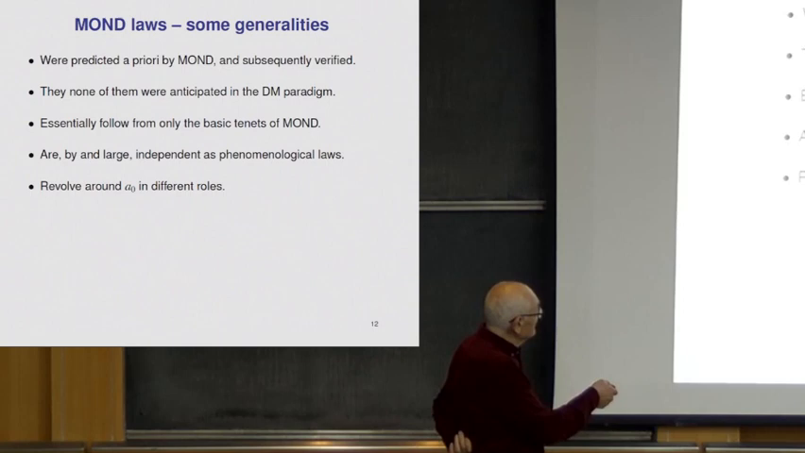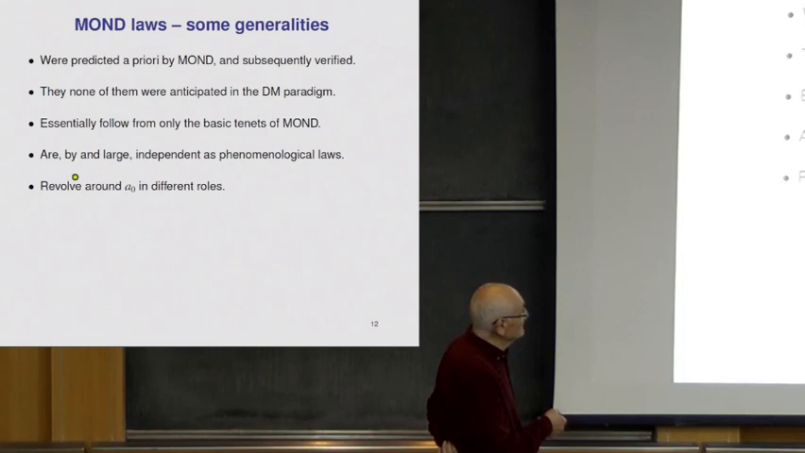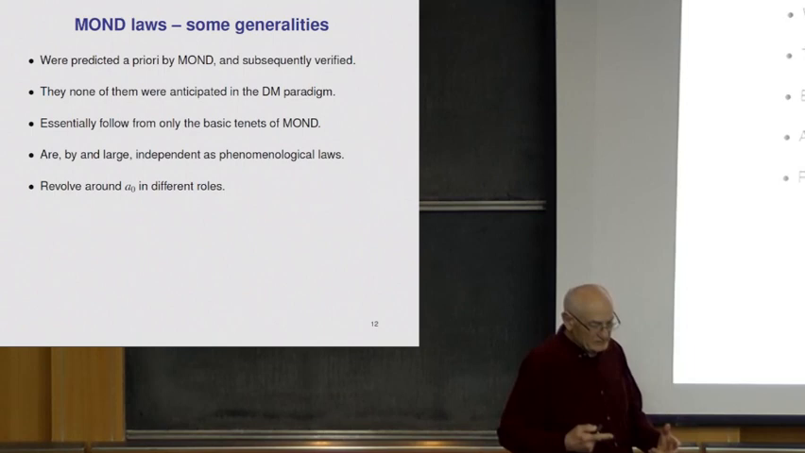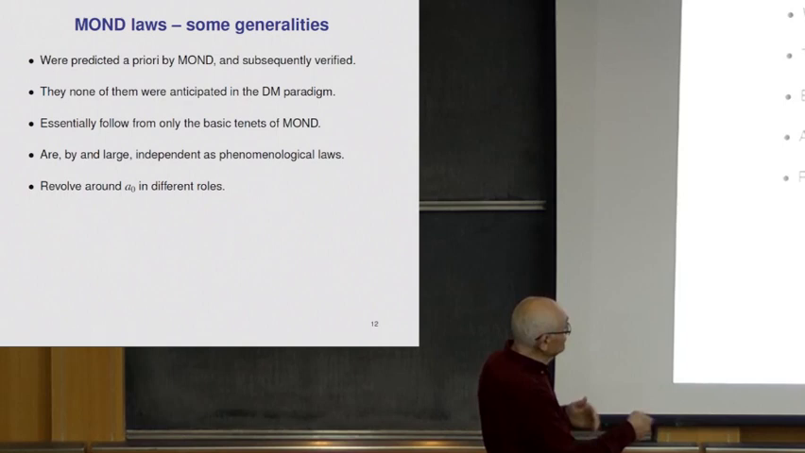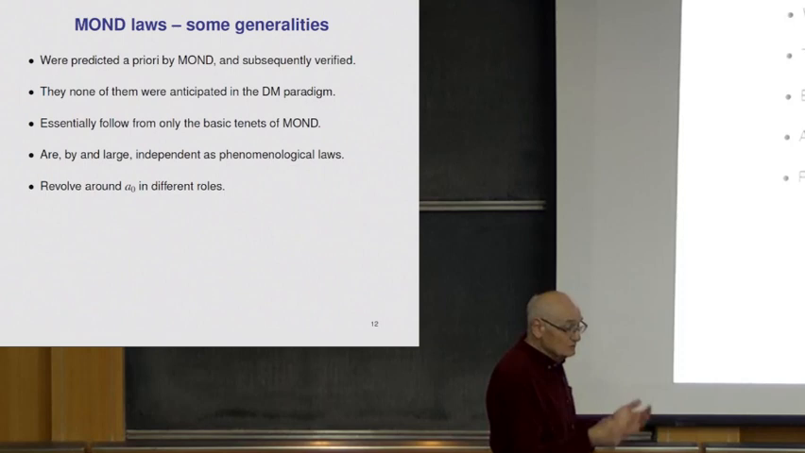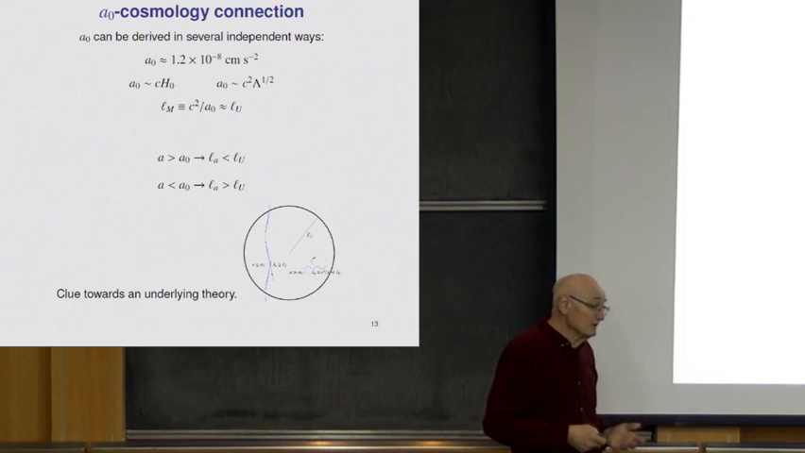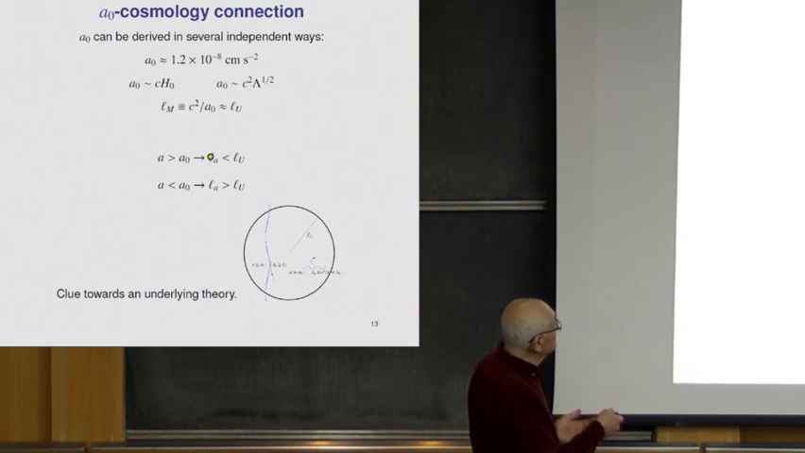I said, harking back to what happened in quantum mechanics, that these phenomenological laws are independent, in the sense that even if you assume that three of them hold somehow, it doesn't mean that the fourth or fifth will hold. And importantly, they revolve around a naught, which appears in them in several roles. You determine a naught from all of them, and you get essentially the same value within errors. And this value is about one angstrom per second squared.